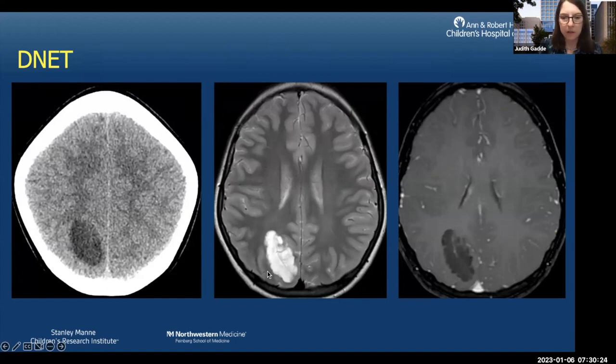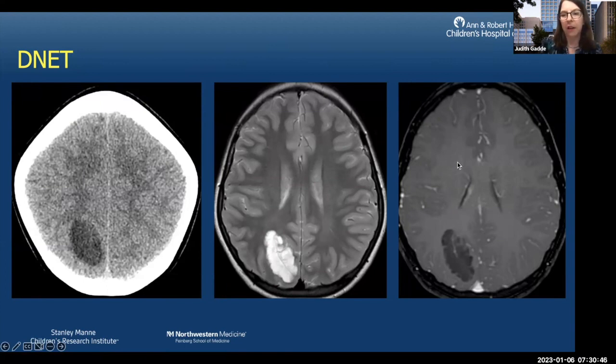And then on the axial T2 in the center here, you can see a very T2 hyperintense mass. And the margins are very lobulated. You might hear people refer to a DNET as like a soap bubbly or bubbly tumor, and that's because of the T2 hyperintensity and the lobulations.